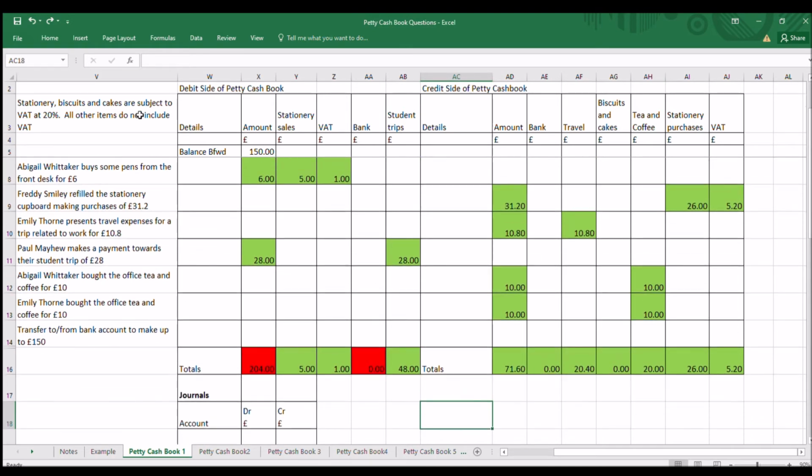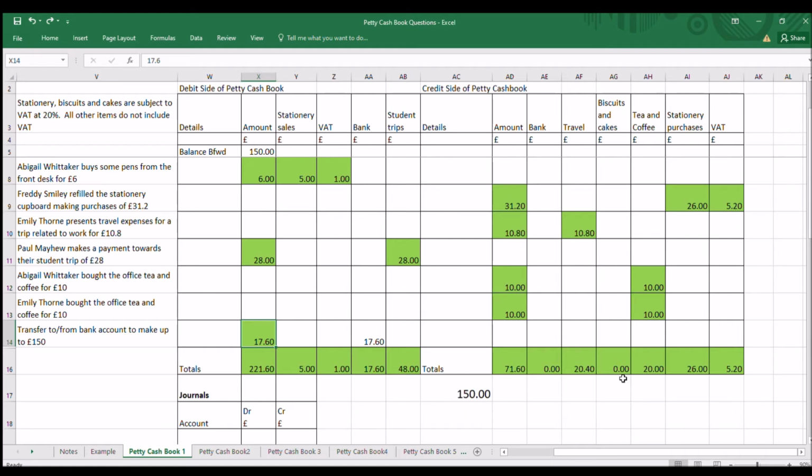Then we're going to work out the amount we've got. So we've got £204 minus £71.60, so that's £132.40 that we currently have in the petty cash tin at the end of these transactions. We're going to make that up to £150 by transferring money in from the bank. So we need to transfer in £17.60 from the bank. We put that in the bank line there, going from the bank to the petty cash. So debit petty cash, credit bank. That moves us back to our £150, our imprest system.